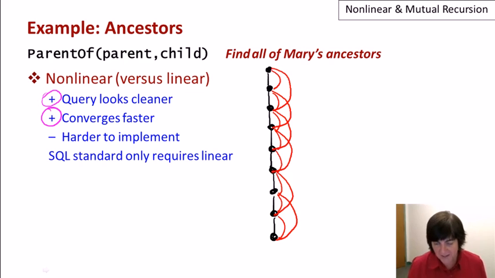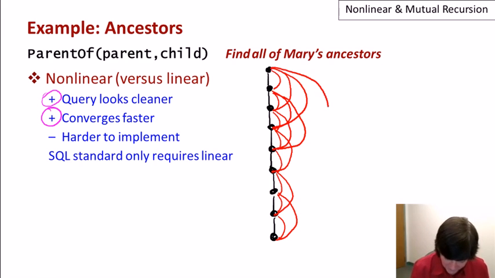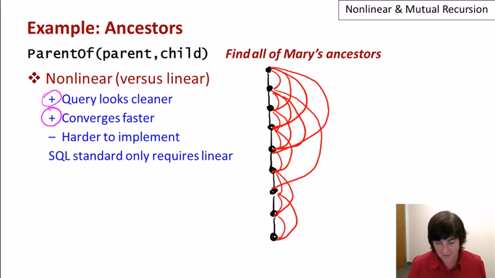The difference begins in the third step. Now we're joining ancestor with itself. So we will be joining these two-step ancestors with the single ones, just like before, to get all the 3s, but we will also be joining 2s with 2s. In other words, we'll be joining grandparent relationships with grandparent relationships, and we'll be getting in that same iteration the 4s. So as you can see, the nonlinear version does converge faster.